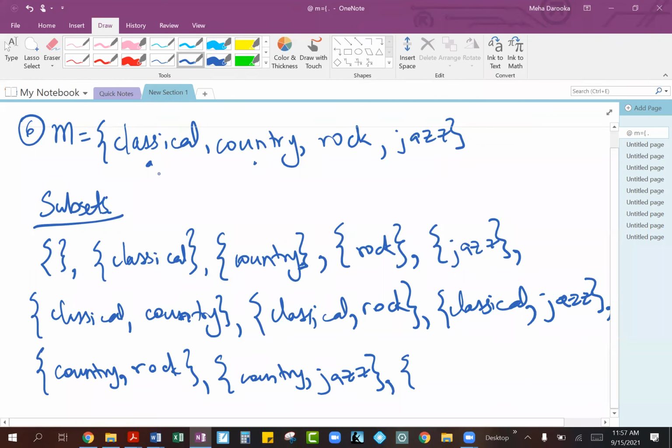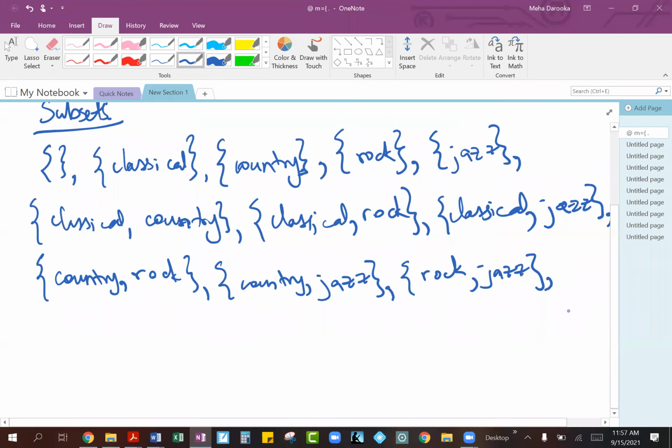We've got rock with classical. We've got rock with country. So that would be rock and jazz together. That takes care of the rock group. And then we've got jazz with rock, jazz with country, and jazz with classical. So that takes care of all your 2-element groupings.